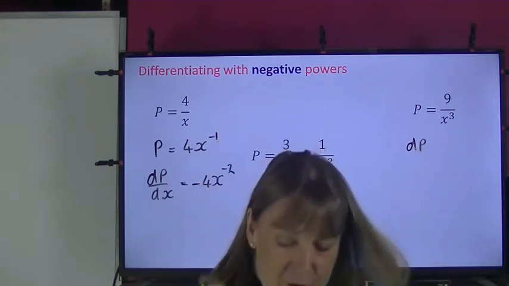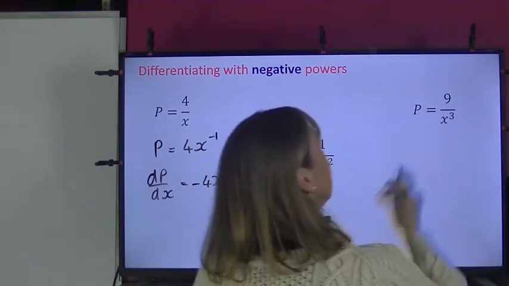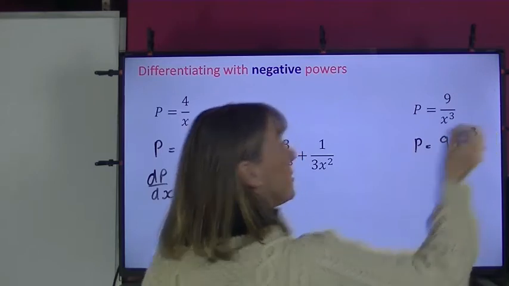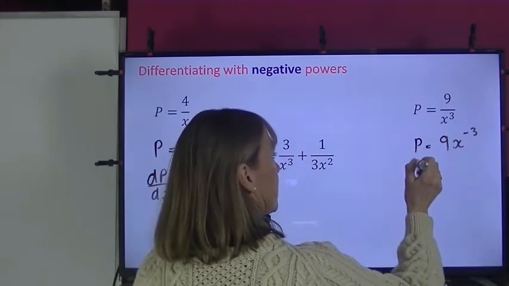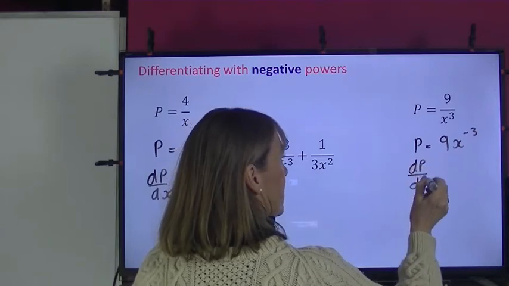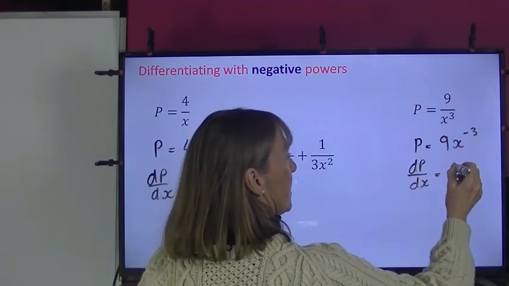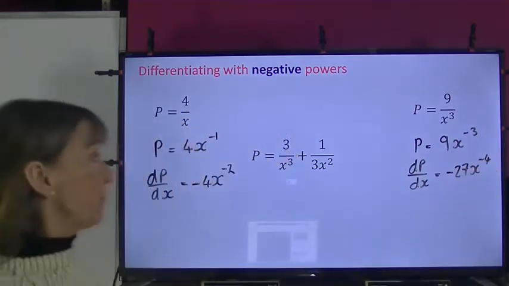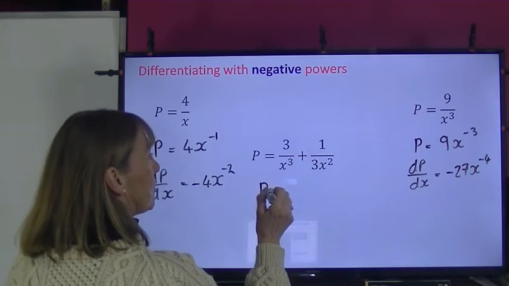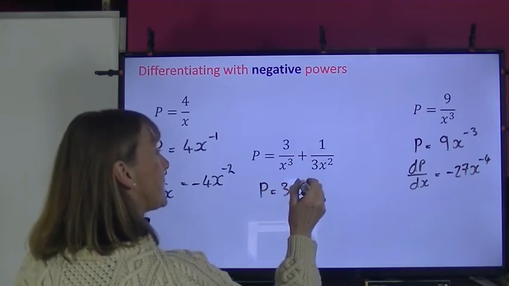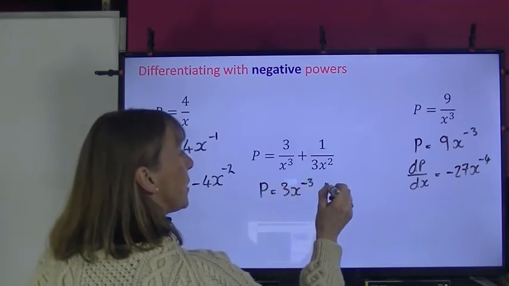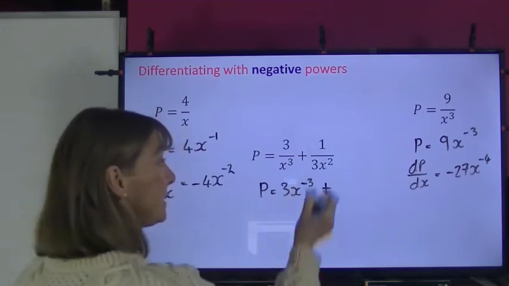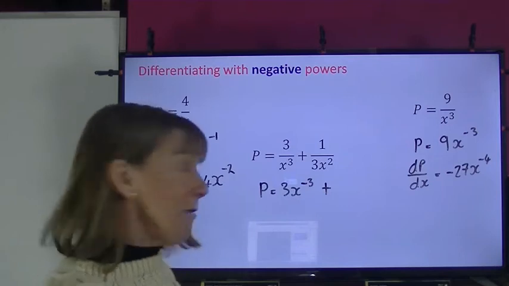dp, oh no, first I have to rearrange it. So p also equals 9x to the minus 3, and then I can differentiate it. Minus 3 times 9 is minus 27, x to the minus 4. And then here I've got 3x to the minus 3 plus, now here I've got a 3. I'm not going to bring the 3 up because the 3 isn't included in that power. It's just out there on its own.